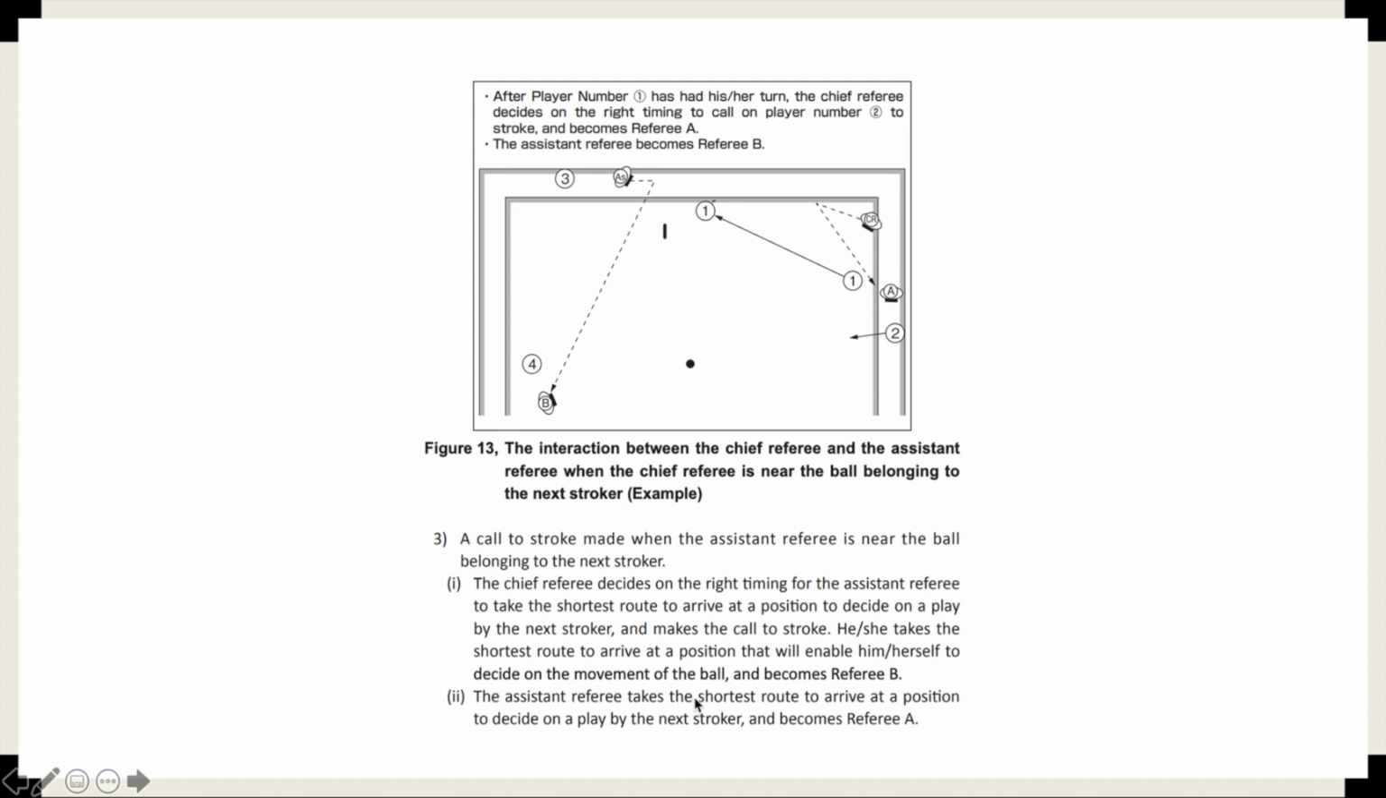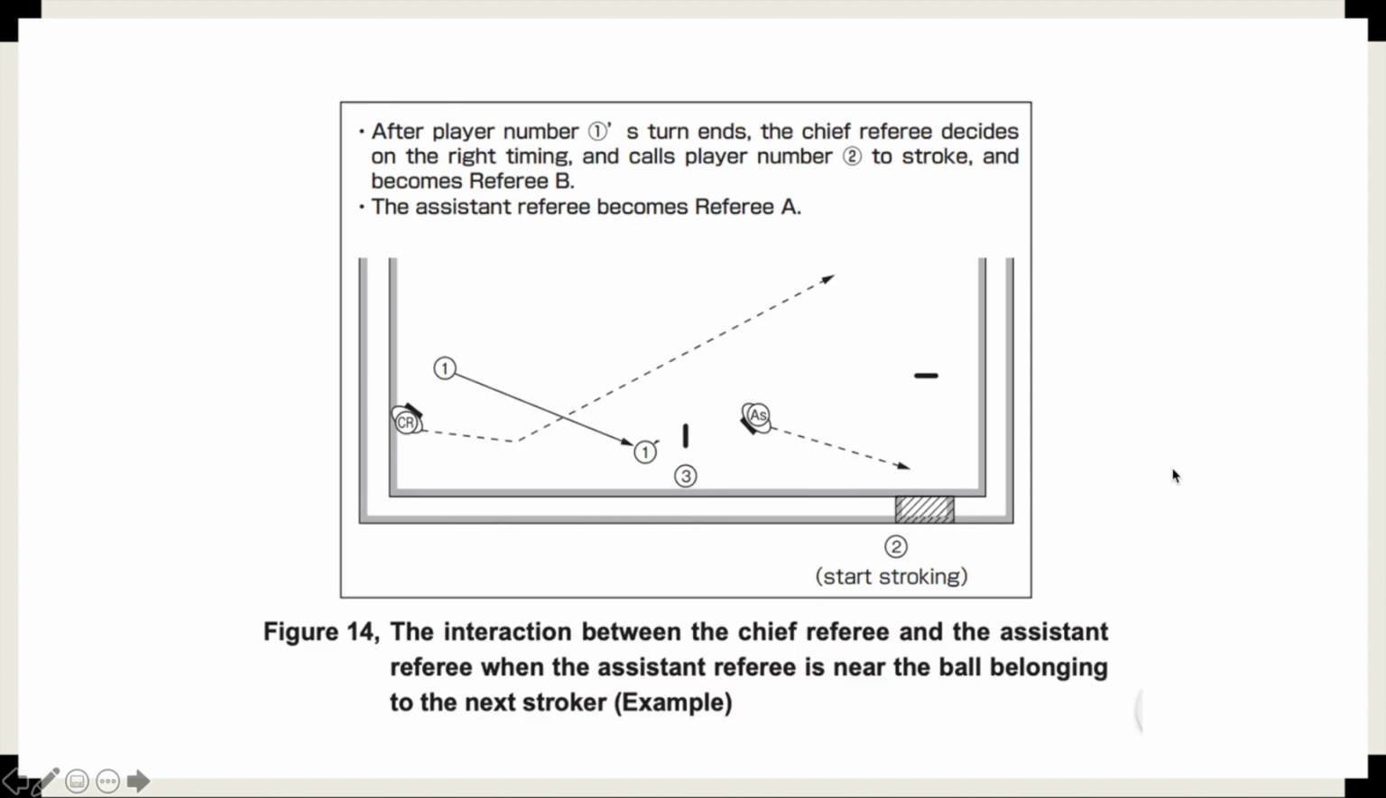And the assistant referee takes the shortest route to arrive at a position to decide on the play of the next stroker and becomes referee A. So this is the opposite. This is where the assistant referee becomes referee A and the chief referee becomes referee B. And we can see an example of that just here.